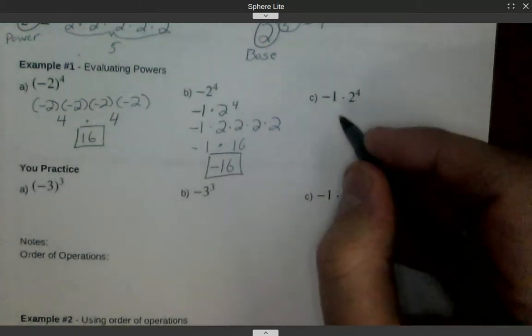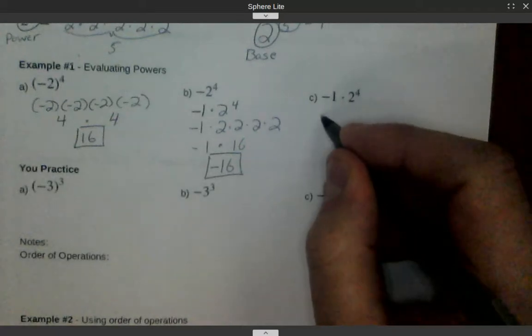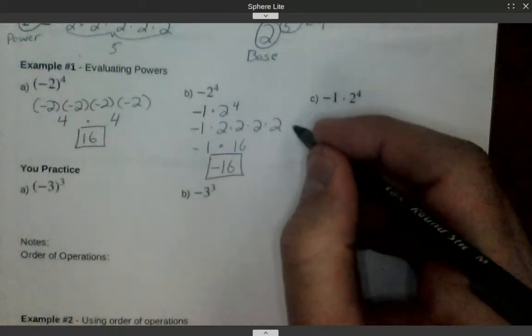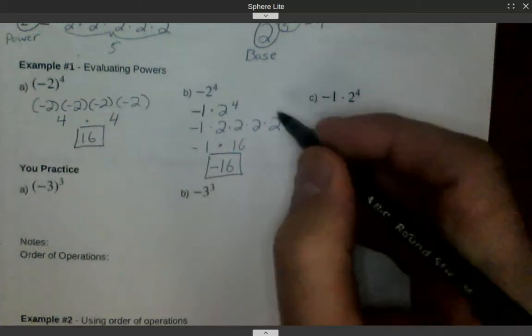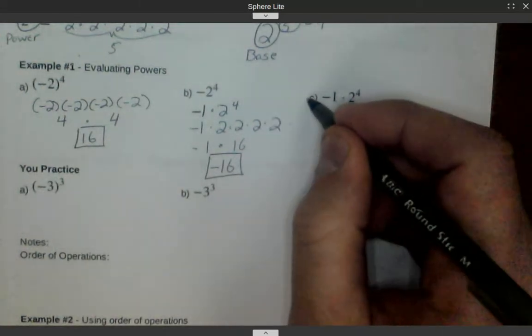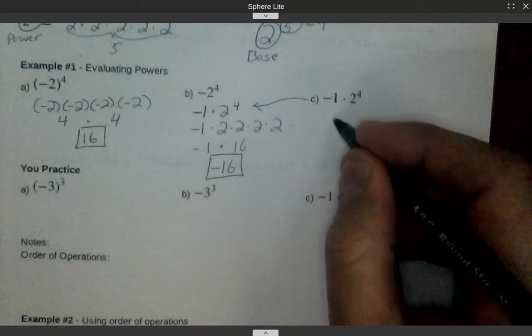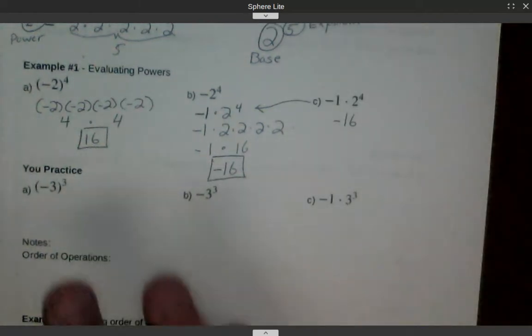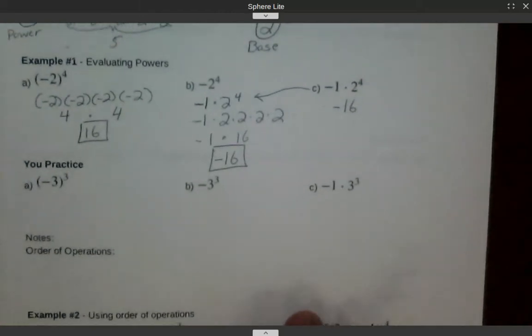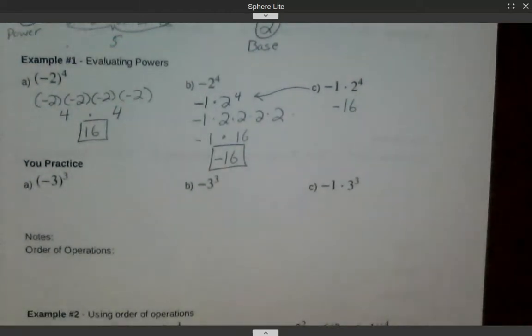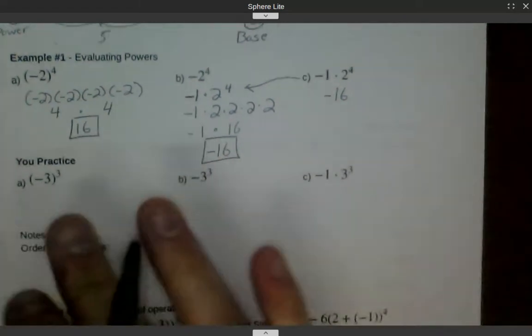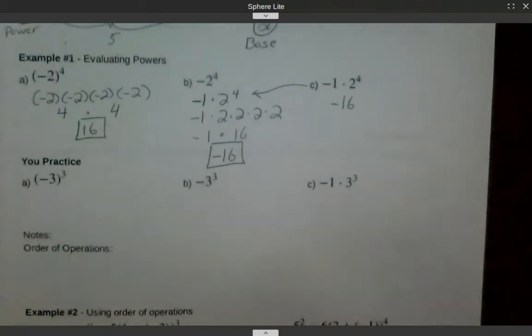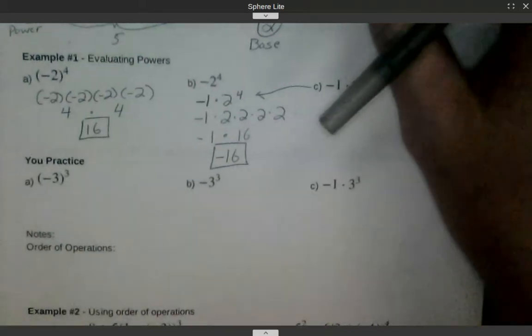On letter C, we're going to take 2 to the 4th power, and you can see that it's just like the same problem that we just did. So we know the answer for this one will be negative 16 as well. Go ahead and try the practices. If you have questions or you want to make sure that you're good, you can check with Mr. Rakowski, and he will tell you if you are right or wrong, and then we can get it worked out. But these are for you to try and to make sure that you're on the right path.